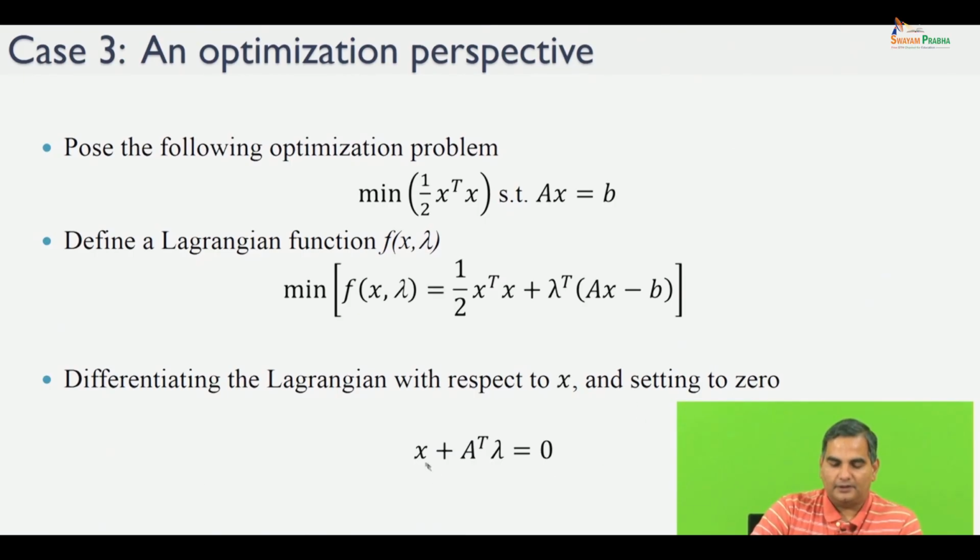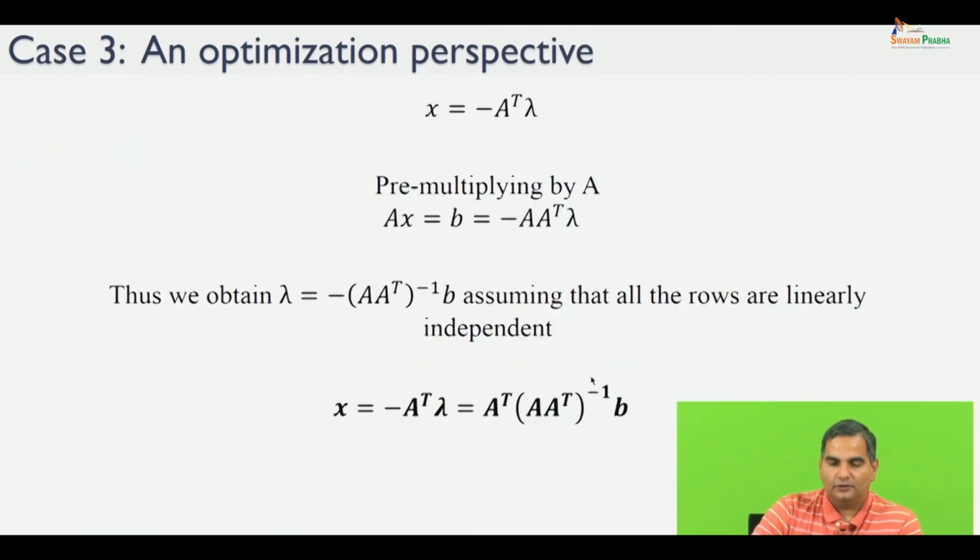So let's look at this equation, x plus A transpose lambda is 0. From this we can get a solution for x, which is minus A transpose lambda. Now you don't know x and you don't know lambda also, so there has to be some way of finding out both of them. So what we are going to do is use the knowledge that any solution that we get has to satisfy the equation Ax equal to b. So we are going to pre-multiply this x by A. We pre-multiply on both sides, so we get Ax equal to minus A A transpose lambda by pre-multiplying this equation by A.